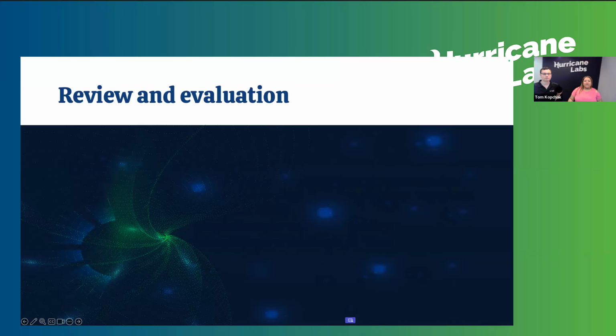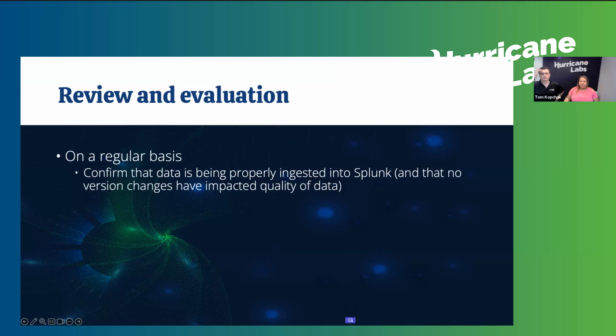The way that the security use case development lifecycle works is that it's kind of like the water cycle. You're never going to have it just be a start to finish rainbow. It's really going to be a continuous cycle where you go back through and review and evaluate. So on a regular basis, now that you've got a correlation search live, you are going to want to confirm that data is being properly ingested into Splunk. And then, of course, that no version changes of any TAs or anything of that nature have impacted the quality of data. Or if something is broken, you're going to confirm that those searches are running as scheduled.